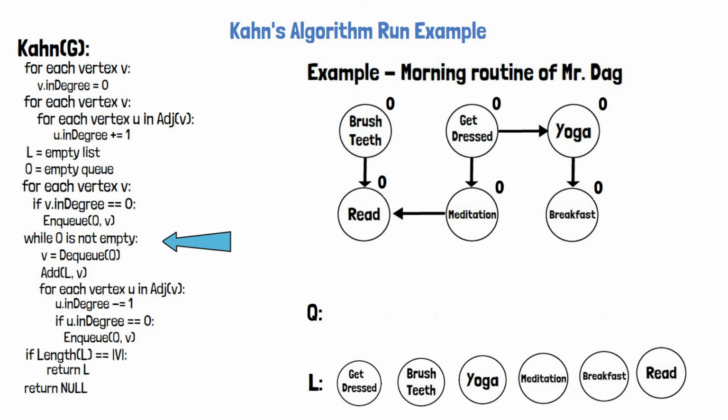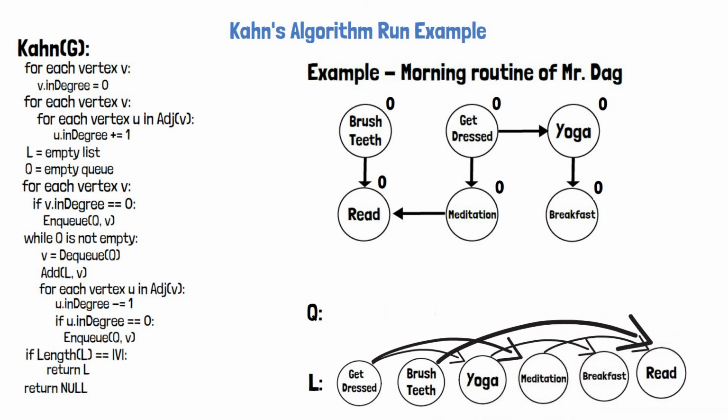And the Q is now empty, so we exit the loop and move to the if condition below. We see the length of L, the topological sort, is 6, which is the same as the number of vertices, which means the topological sort is valid, so we return it. We ended with a different topological sort from before, but it is still a valid one, because all edges go from left to right.